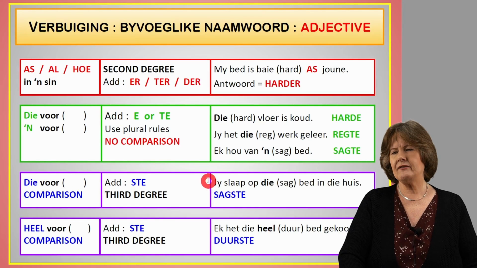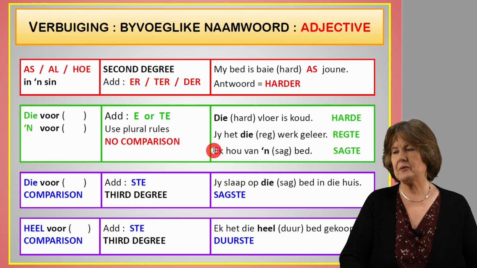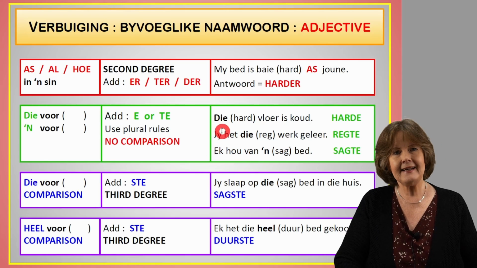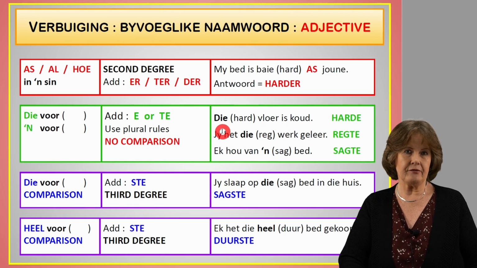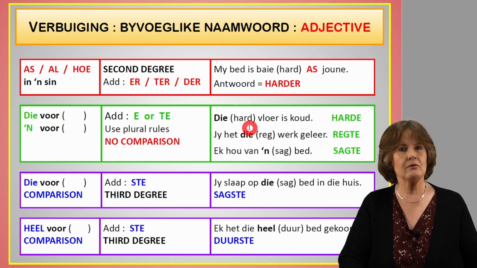Right, so let's have a look at the examples. Let's look at the green part here. I'm just saying the floor is very hard. I'm not comparing this floor to other floors. So you just add an E or a TE.